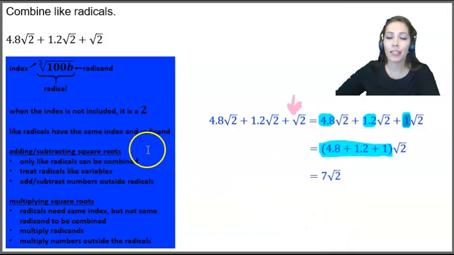So when you are adding or subtracting square roots, only like radicals can be combined. Make sure they have the same index and radicand. And treat radicals like variables. Notice how I didn't add 2 plus 2 plus 2. We just treat them like they're variables. And then add and subtract numbers outside of the radical sign.